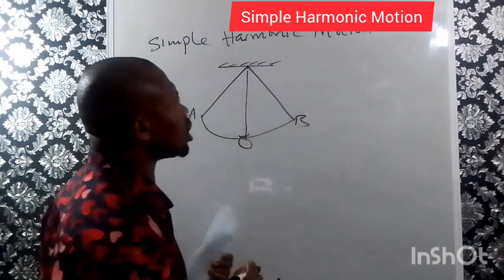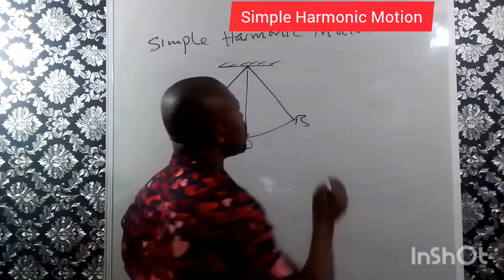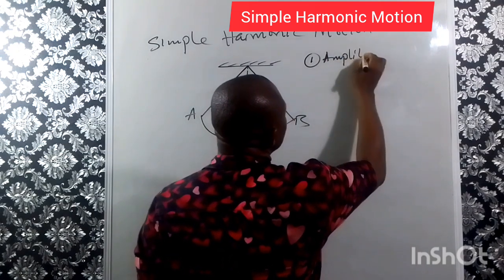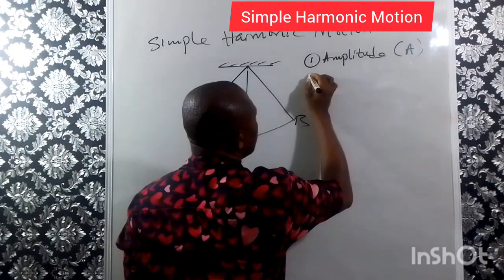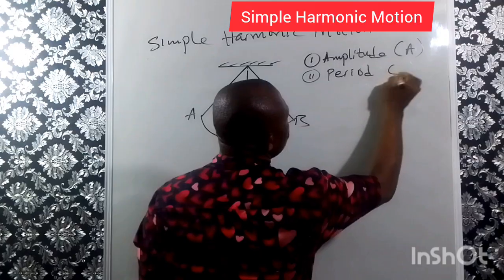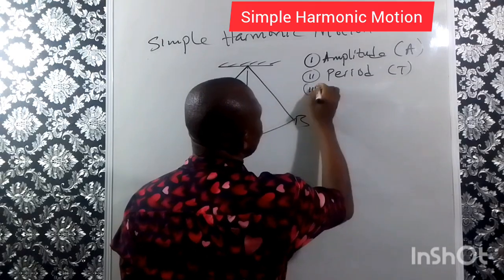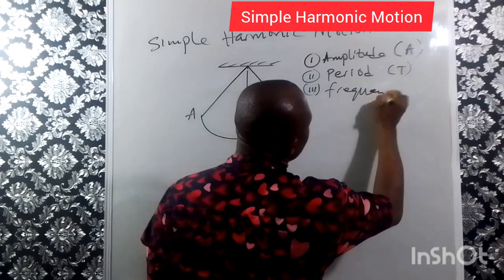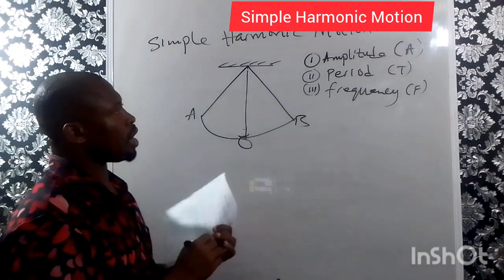Now, we discuss some terms. Let us look at some terms that are used in describing simple harmonic motion. Those terms are: amplitude, represented with A. We can have period first, represented with capital letter T. And then number three, we can have frequency, represented with F. Now let us take them one after the other.